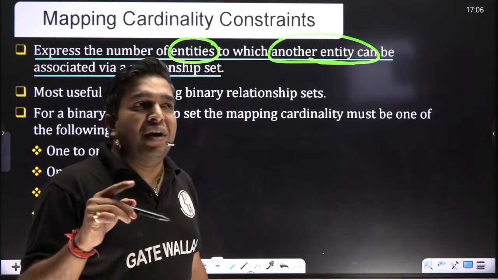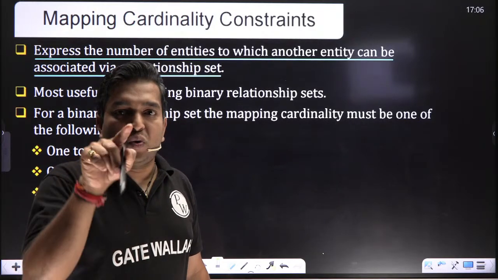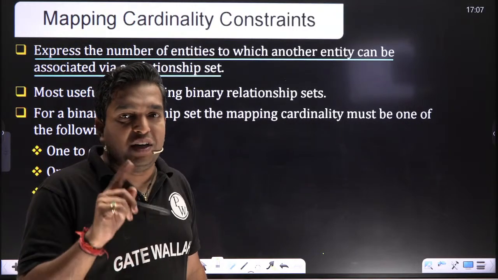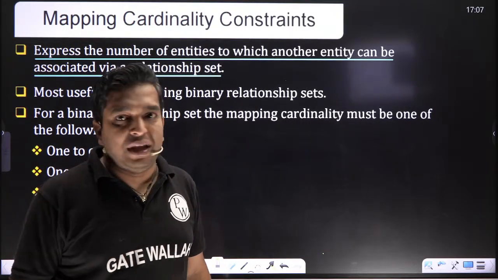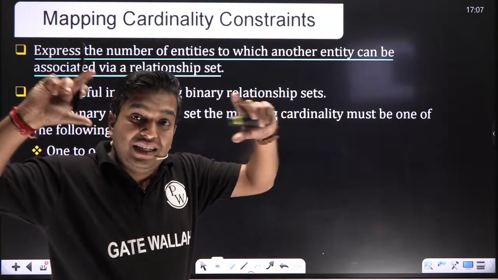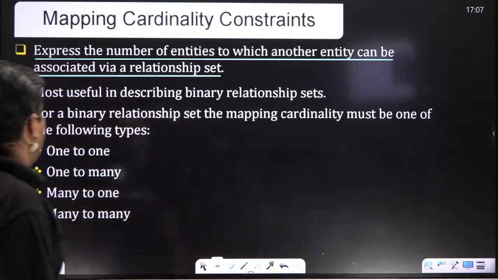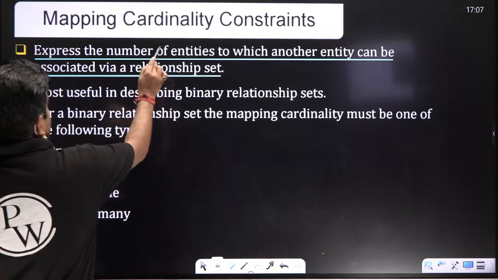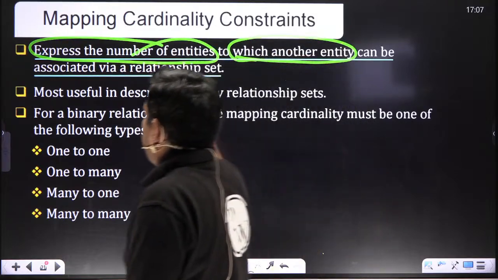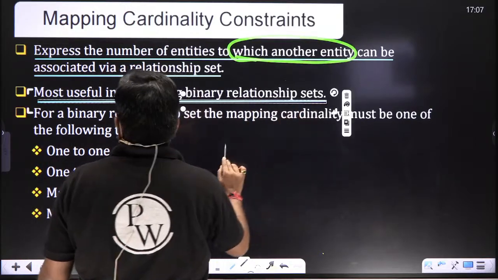Meaning to say, whenever we are talking about each and every student, that is called cardinality. One student talks with one faculty, one student talks with many faculty, many students talk with one faculty, many students talk with many faculties. This is the meaning of cardinality. But whenever we are talking about the entity sets, the broad level picture, that is called degree. So here you can see, it expresses the number of entities to which another entity can be associated, and it is useful in binary relationship sets.